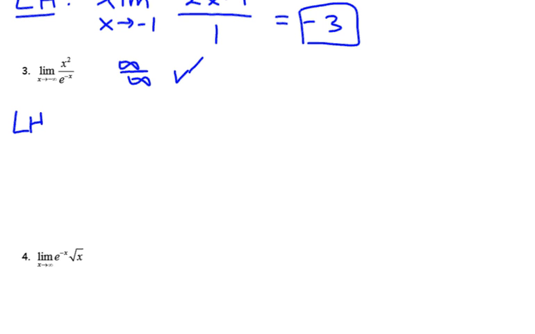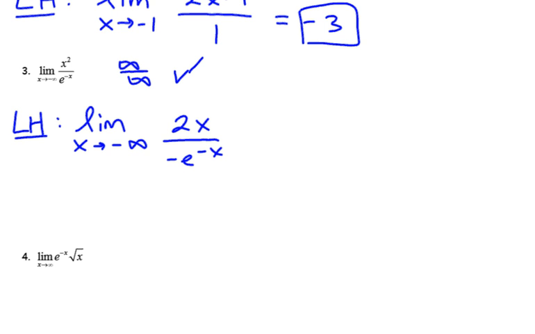All right, so let's apply L'Hopital's rule. So this would be the limit as x approaches -infinity of 2x divided by -e to the -x. So then we see what we get. If we plug in -infinity, in the numerator we would get -infinity. In the denominator we would get e to the infinity again, which would be infinity, and then of course -infinity. So we get infinity over infinity again.